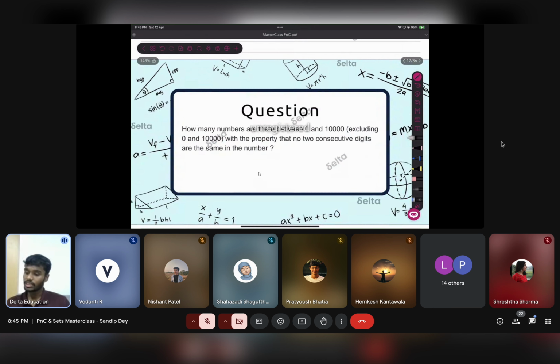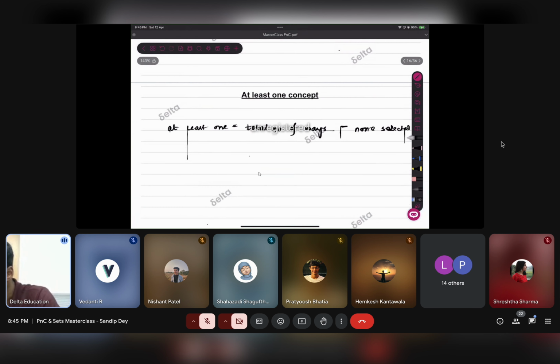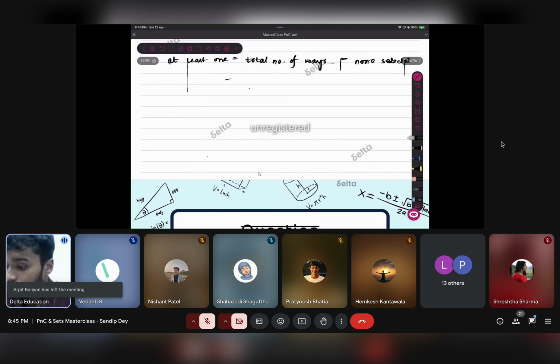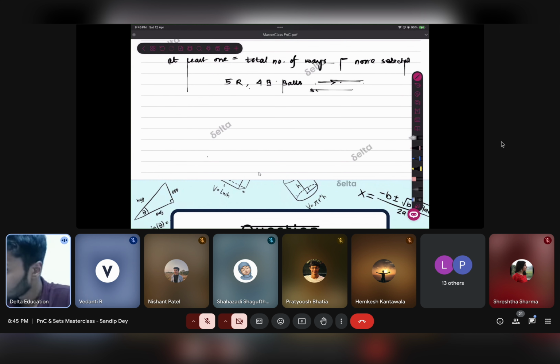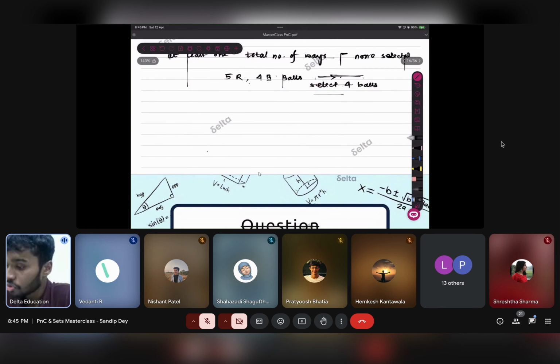Okay, so let's see from the below example how we can do this. Let's say there are 5 red balls and 4 blue balls, and you have to select 4 balls in such a way that you select at least 1 red ball. Okay, so if this is the question, how will you solve it?